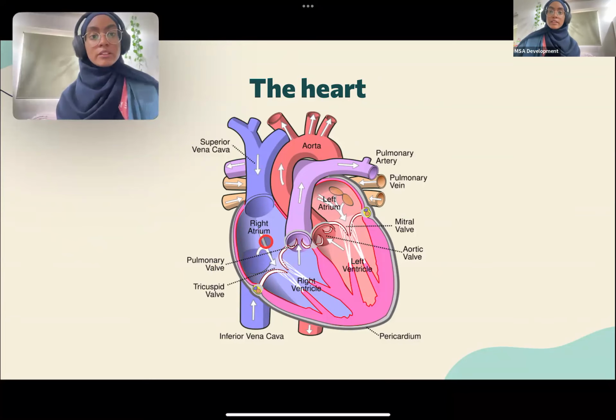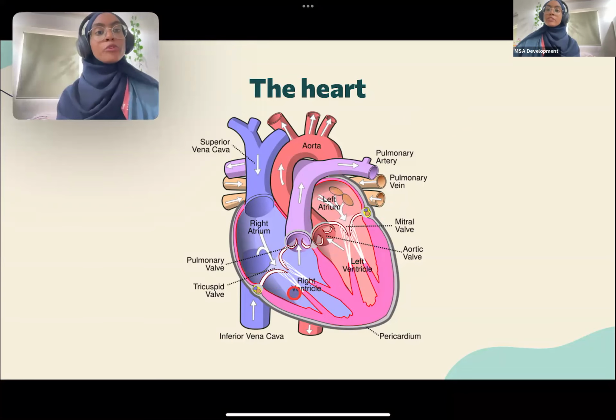The deoxygenated blood then goes to the right ventricle, right? What is this valve called? The tricuspid valve. We'll come back to it later. From the right ventricle, it goes to the lungs through the pulmonary artery to get oxygenated. When it comes back, it goes through the pulmonary vein into the left atrium, right? And then into the left ventricle, and then to the aorta.